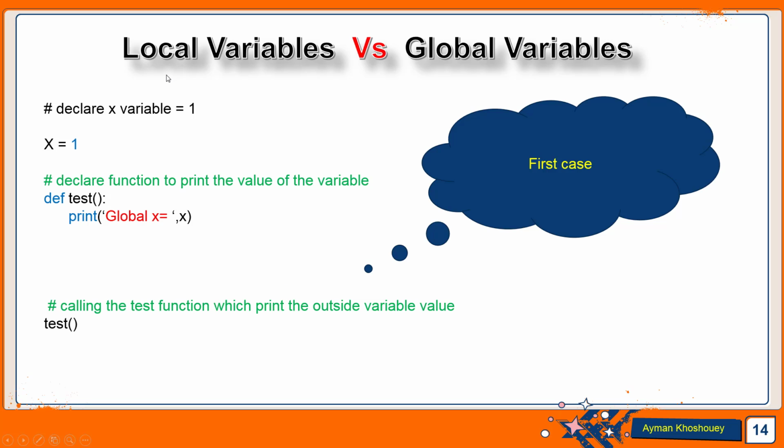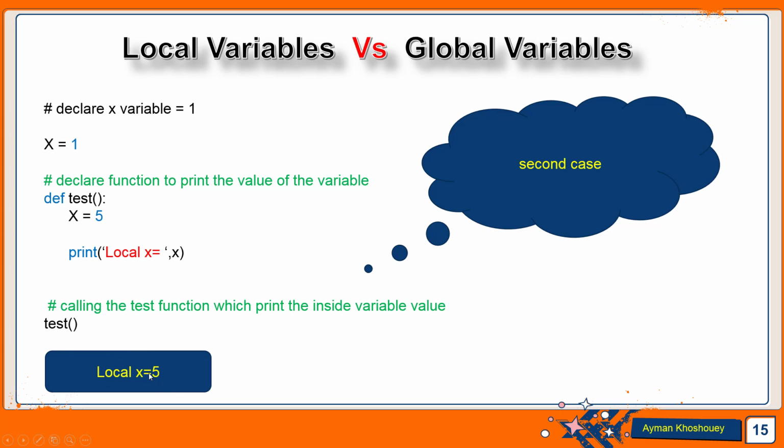There is a difference between a local variable in the function and a global variable. If you declare x variable equal 1 and you declare a function to print the value of the variable, test, print global x, this is the first case. When calling this test function, the result is global x equal 1, from here. No problem. The second case, if you declare x variable equal 1 and then inside the function you say x equal 5 and print local x, and calling the test, the result is local x equal 5 from inside the function, not this one.